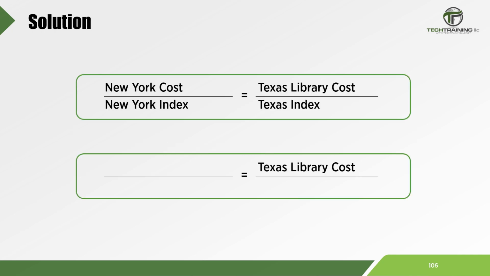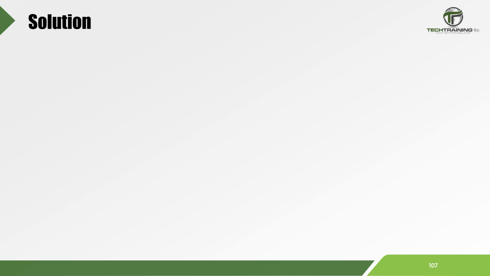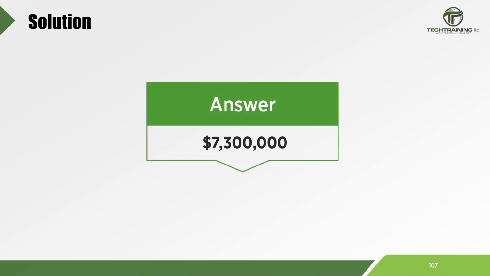So now we can adjust for location by using the same formula as in our previous example. Here, the New York cost over the New York index will be equal to the Texas library cost over the Texas index. The New York cost is $10,878,000. The New York index is 97. The Texas index is 65. And we are solving for the cost of the Texas library. And the cost is $7,289,381.44. But we are going to round up to $7,300,000. This is our cost for EDU-Books Library in Texas, 2016.